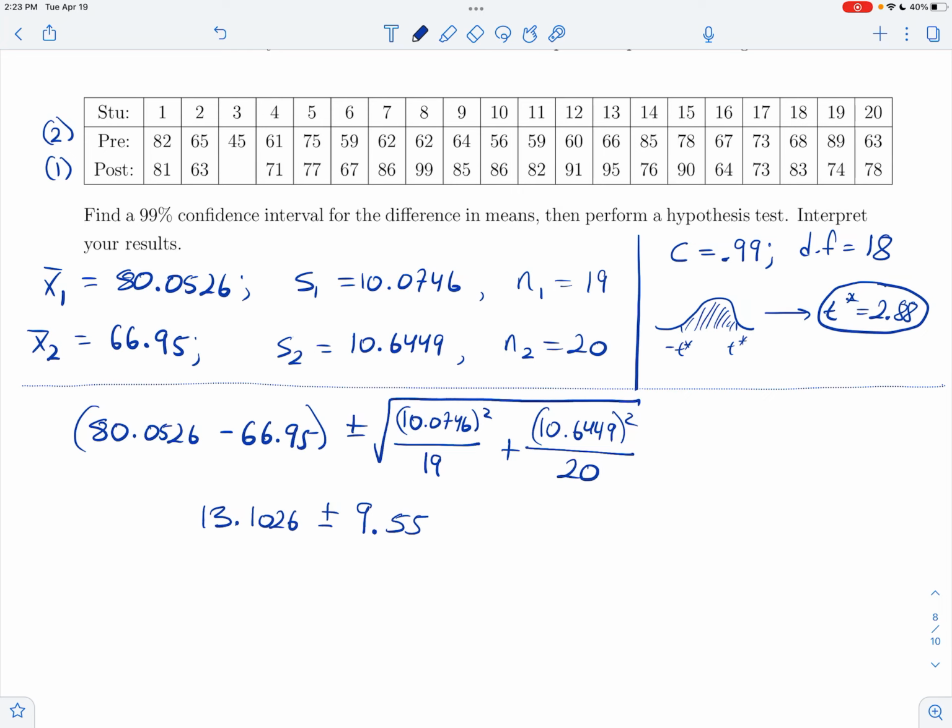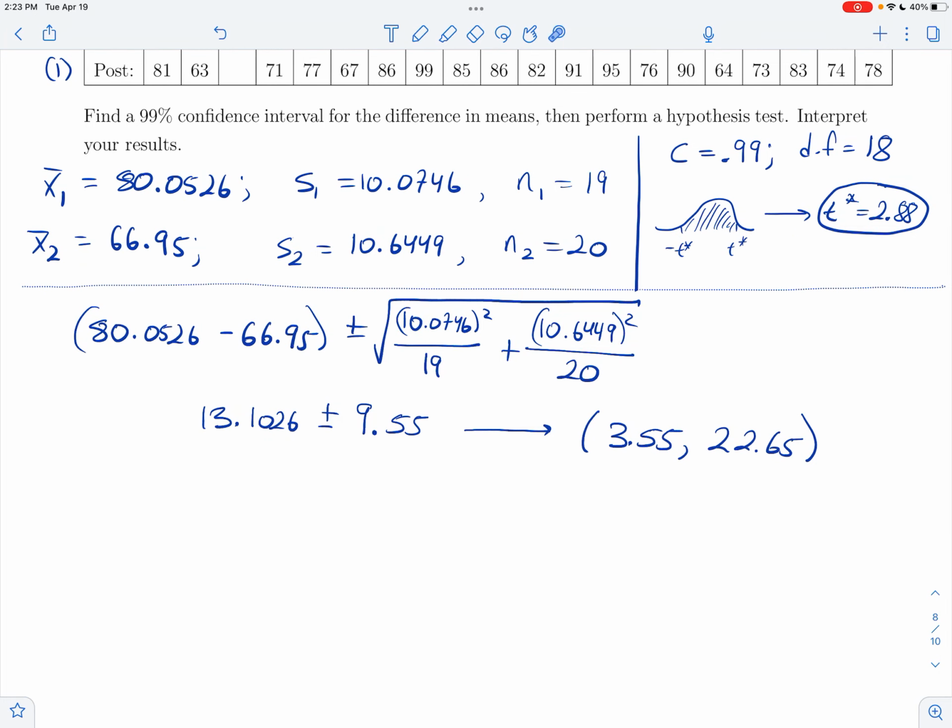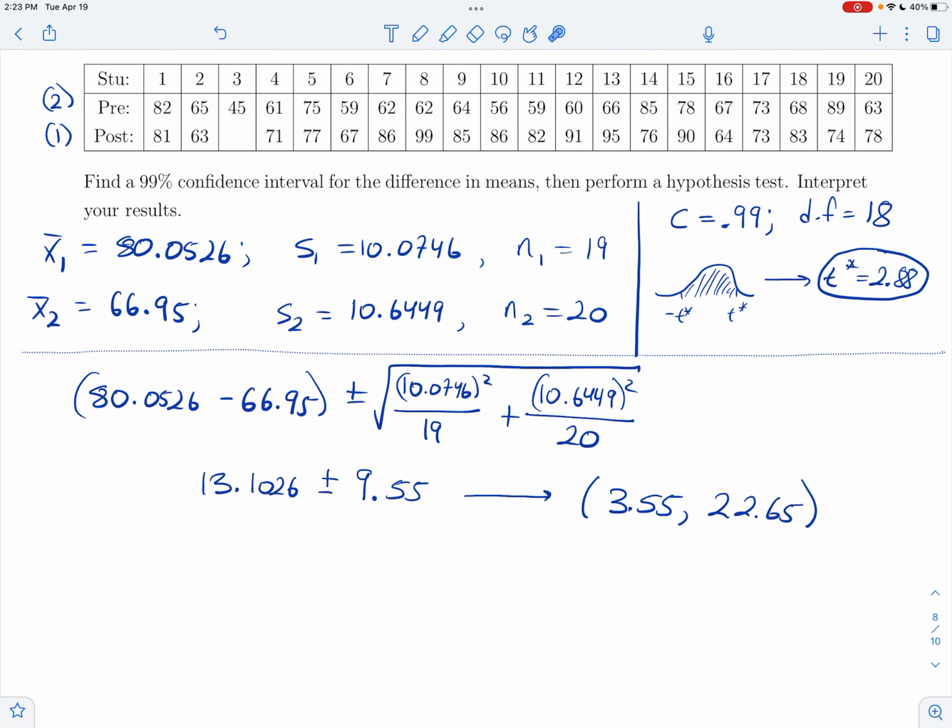So this is a problem where it's probably good to actually add or subtract the 9.5 to everything. When you do, you'll get an interval of 3.55 all the way out to 22.65. And so at a 99% confidence level, all we can say is that the true mean improvement, the true difference in means here, when you take the post-test scores minus the pre-test scores, is somewhere between 3.5 percentage points and 22 percentage points.